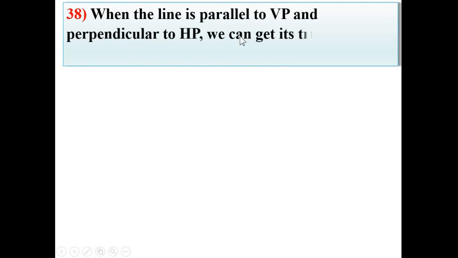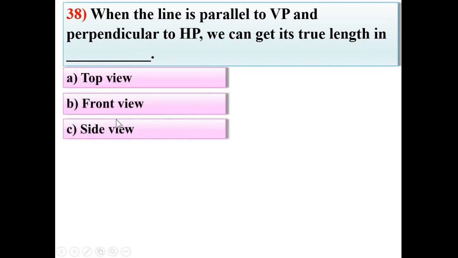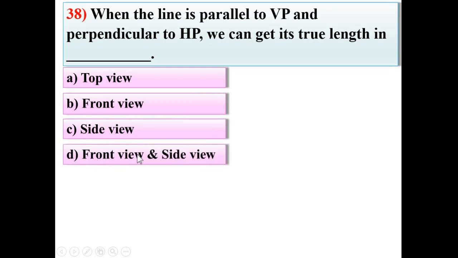Next, when the line is parallel to VP and perpendicular to HP, we can get its true length in: top view, front view, side view, front view and side view. Let's consider the figure, vertical plane and horizontal plane. Now a line is parallel to VP and perpendicular to HP. So I can say this line is parallel to VP and perpendicular to HP.